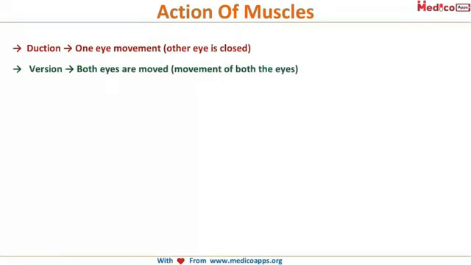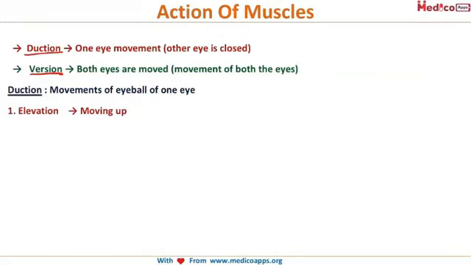Now, place your left palm on your left eye and try to use only your right eye to look in all the 4 directions. Yeah? So, the movement that you're doing right now is termed as duction. You're using only one eye. Whereas version, when you use both your eyes to look from side to side, up and down like the Bharatanatyam dancers, that's called version. Okay.